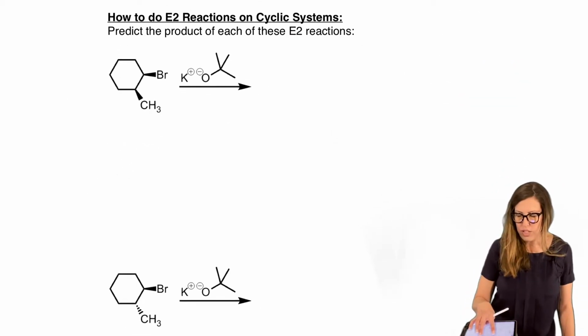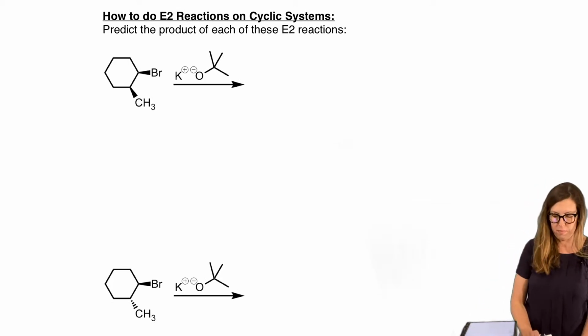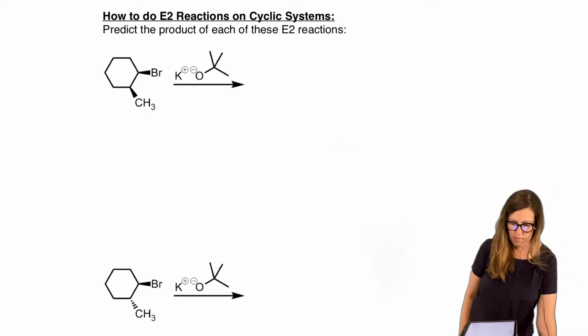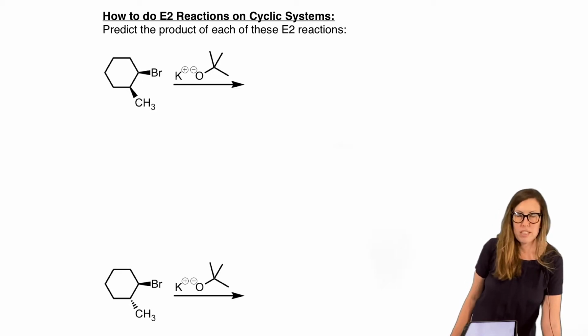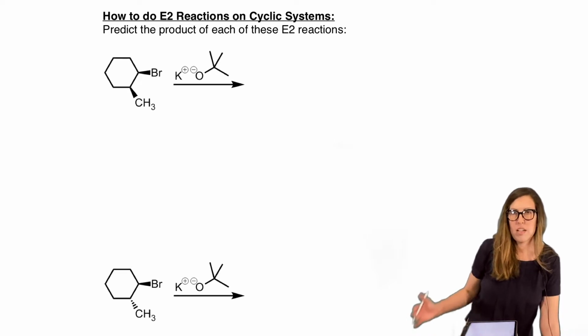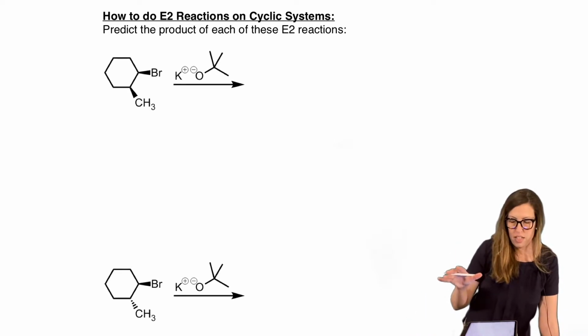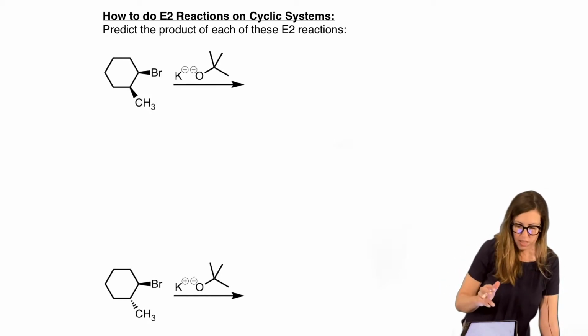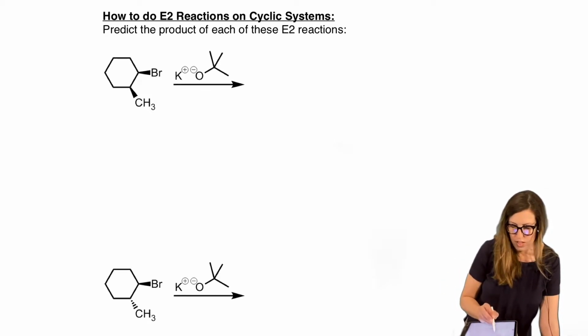So let's see how this looks when we do a ring system. E2 on a ring system. Okay, so one of our favorite bases is going to be T-butoxide, just because it's actually got that R group that's soluble, right? And it's not over the top bulky, unless the substrate is too bulky. So don't assume this still goes Zaitsev, unless you have sort of an exaggerated situation here. So we're going to be using T-butoxide a lot.